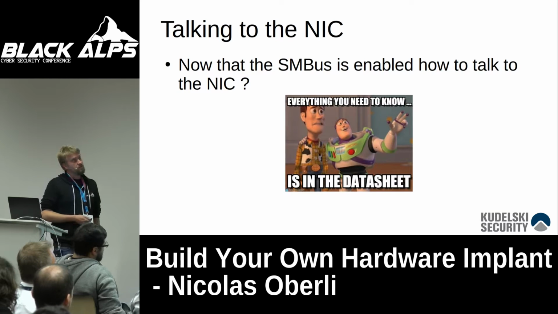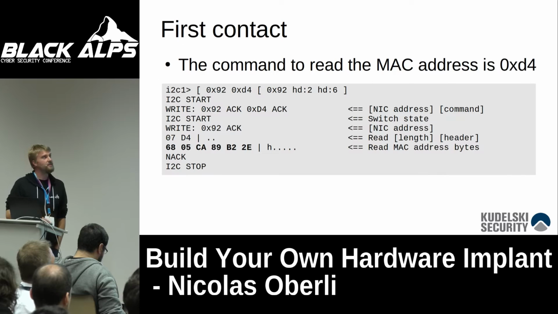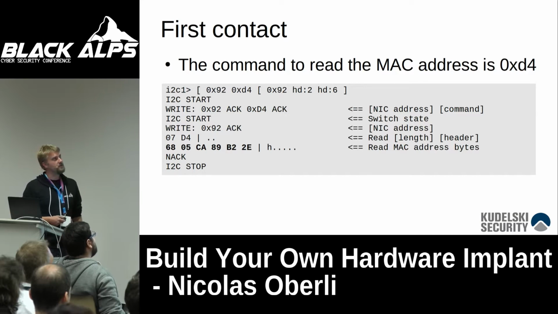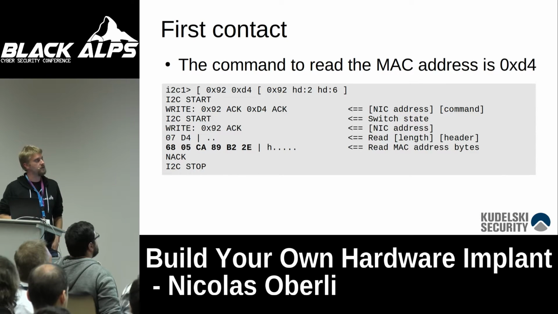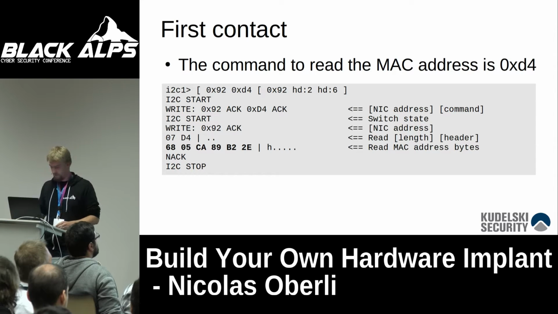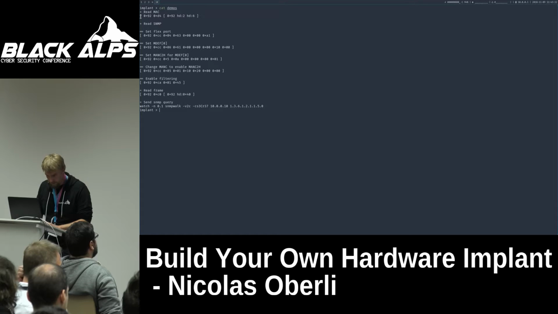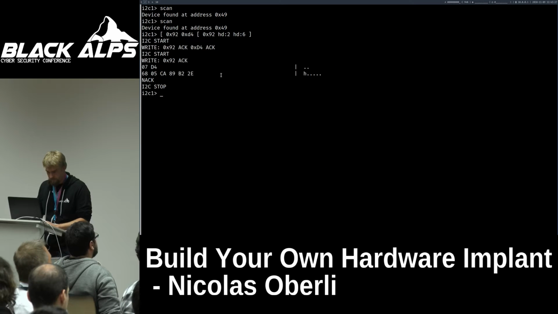We start looking at the datasheet again. If you take the datasheet, you see a lot of different ways to communicate with the board. The first command that you can see is basically to ask the network card to give you back the MAC address. So you have that command there, and if you do it the same way as here, I show it live.